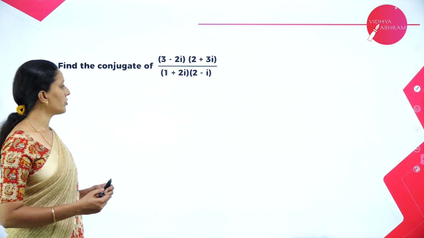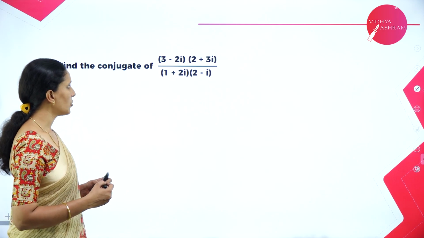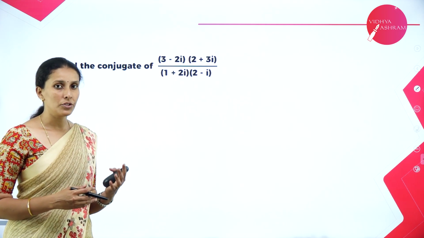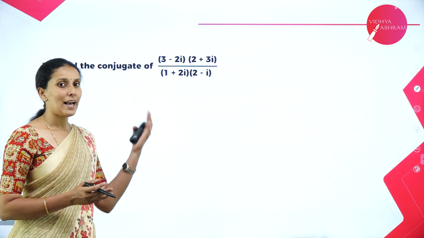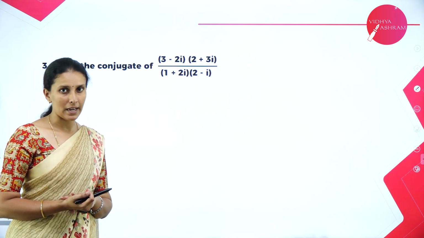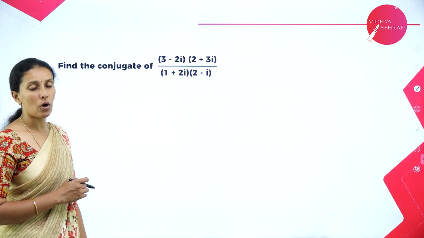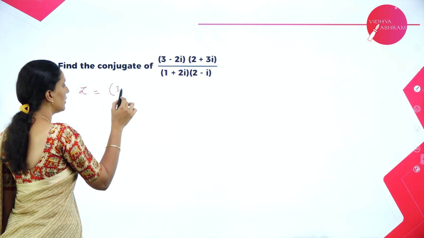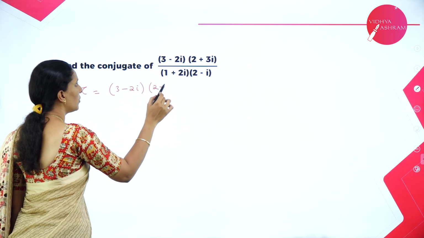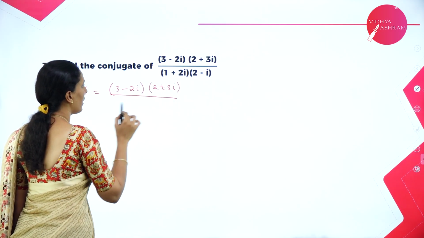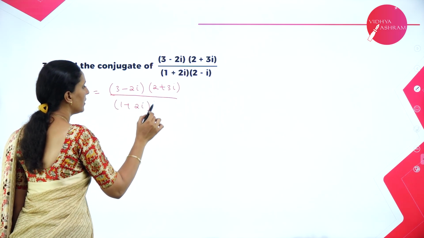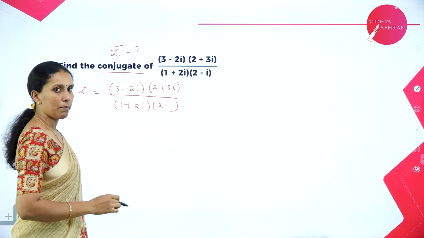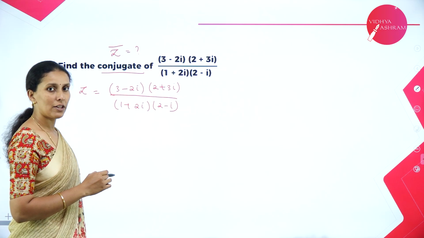Next, find the conjugate of (3 minus 2i)(2 plus 3i) divided by (1 plus 2i)(2 minus i). To find the conjugate of any complex number, first it has to be reduced to the form a plus ib. So first let us reduce the given complex number to the form a plus ib. So we have z is equal to (3 minus 2i)(2 plus 3i) divided by (1 plus 2i)(2 minus i). Now conjugate means we are supposed to calculate z bar. So first let us write z in the form of a plus ib.